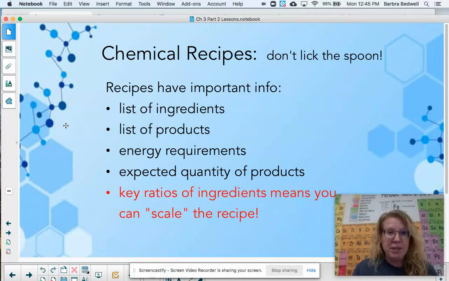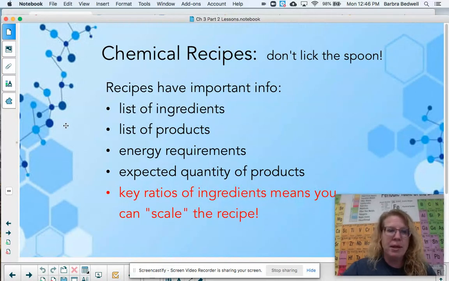You have your expected products, right? It should be a pound cake or a dozen cookies or whatever it is. There's usually some sort of an energy requirement. A lot of times early in chemistry, we don't worry too much about the energy side of it, but is it energy in, energy out, and how long? And then you also have the key part at the bottom there, the expected quantity of products, right? If you didn't know how many cookies it's going to make or how many pound cakes, is that 1 or is that 5? How many is it? The other part is that you have now a ratio. And that's the key part, that you have a way in that recipe to be able to scale the number of reactants that you have to the amount of products that you desire.